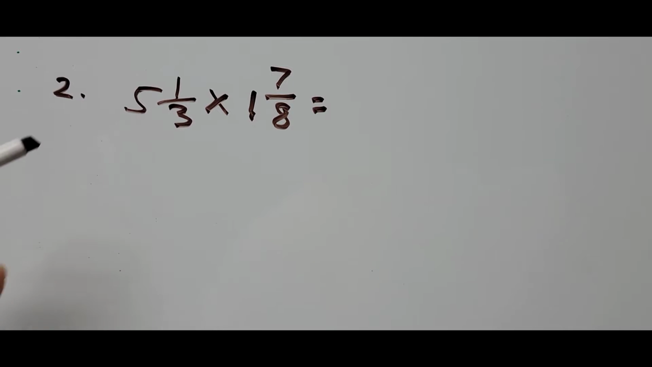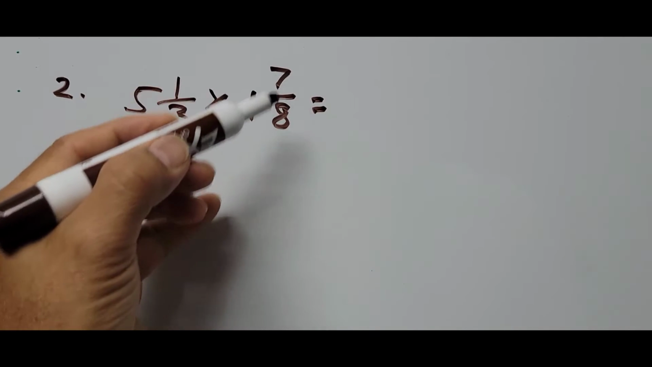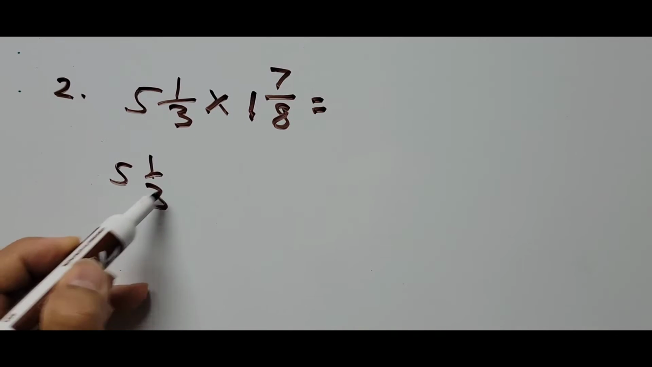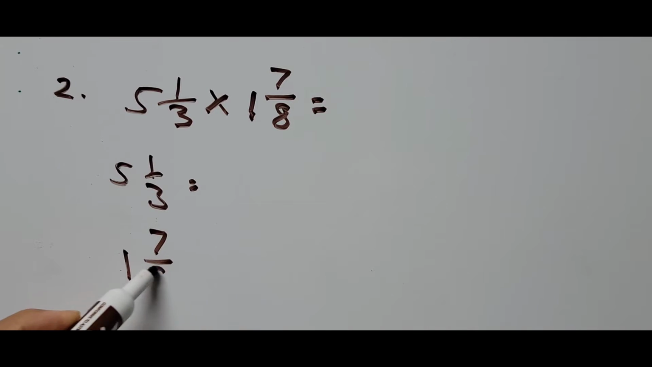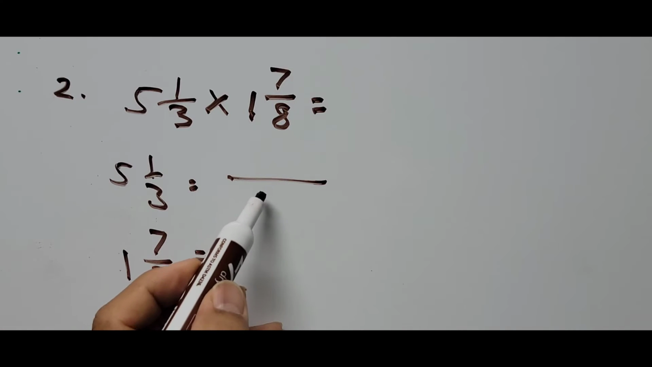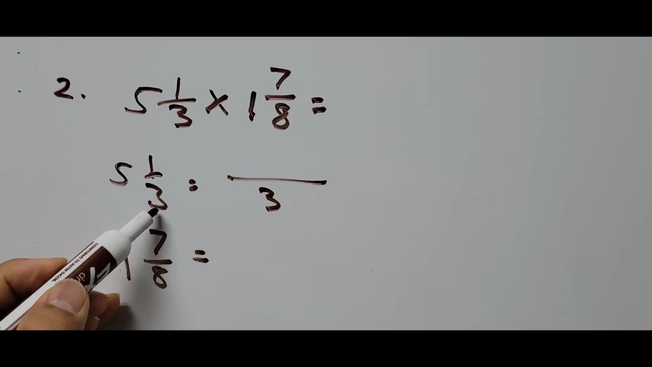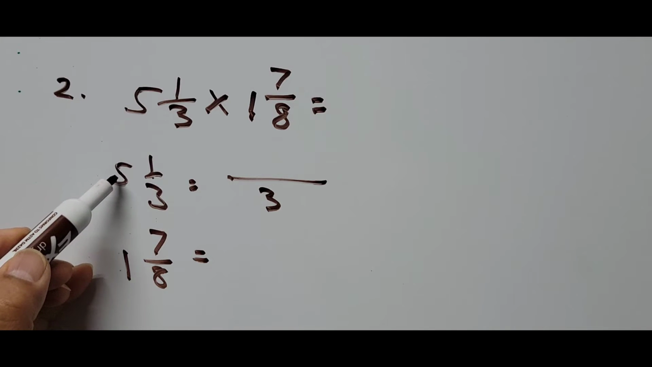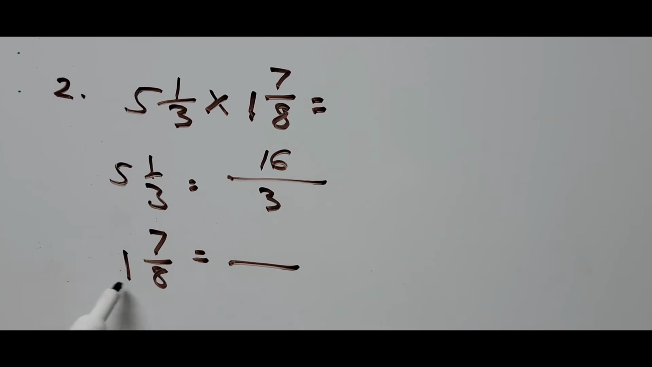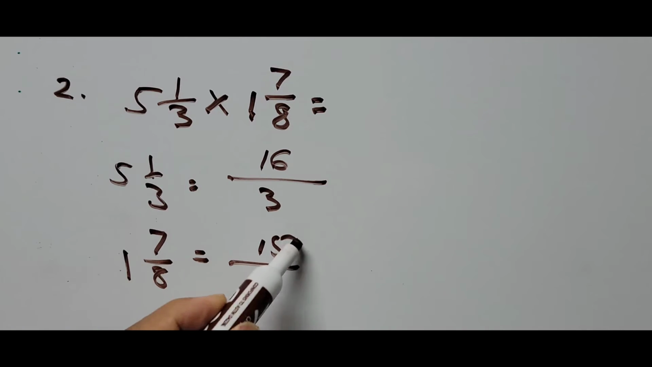So we have the number 2 problem. 5 1/3 times 1 7/8. First things first, we have to convert the mixed fractions into improper fractions. So that is 5 1/3 and 1 7/8. Once again, what we have to do is copy the denominator and start multiplying these numbers. 3 times 5, 15 plus 1, 16. Second one, copy the denominator, it's 8. 8 times 1 is 8, plus 7 is 15.